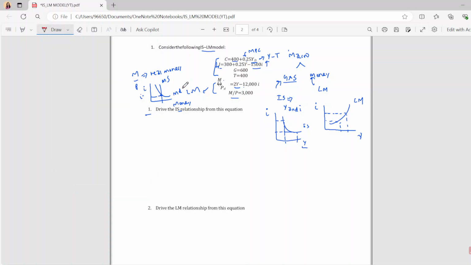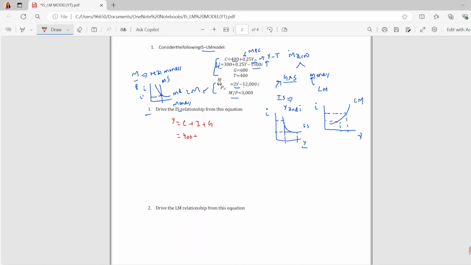Now we're gonna jump into question 1. Question 1 is you're supposed to derive the IS relationship from this equation. The IS relationship means that first you need to be able to write down its formula. The IS relationship is derived from equilibrium, or from the total output, which is the sum of consumption plus investment plus government spending. All you need to do is put these functions in here and solve from there.